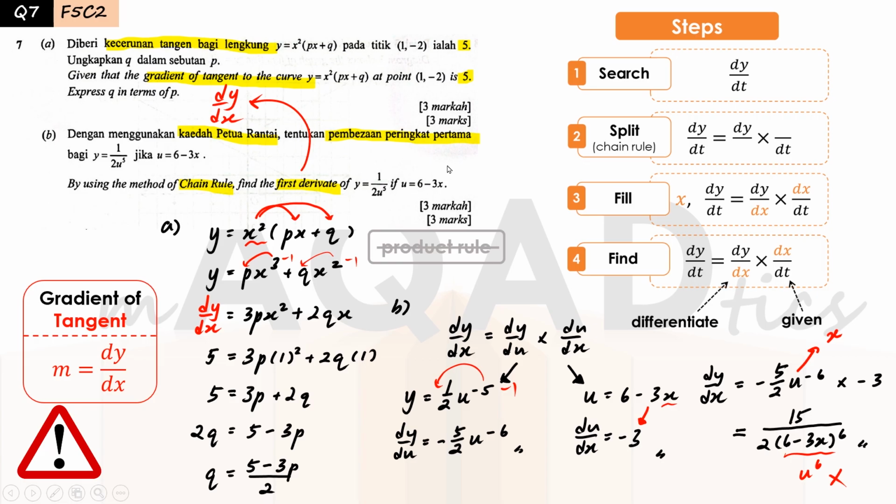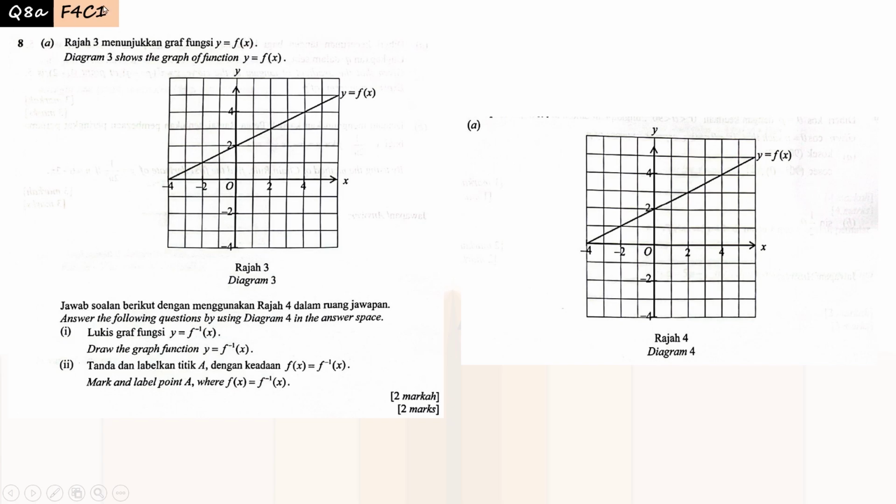U equals to 6 minus 3x. That's why there's a 6 minus 3x here. Okay, so reminder, don't put u, put the expression that has x. For question 8, we are looking into functions.